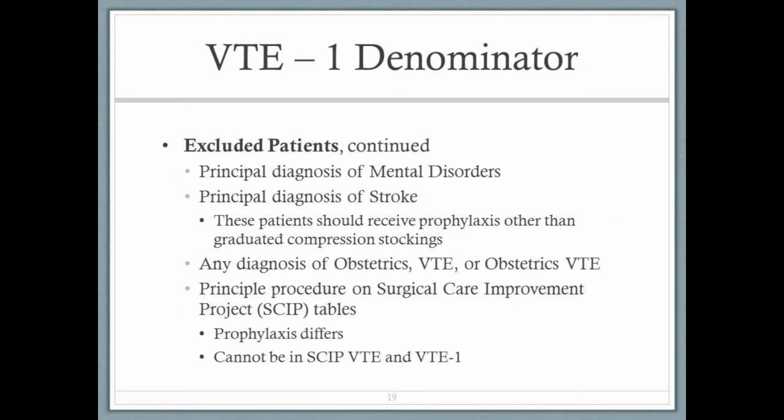Patients with mental disorders are not included. If patients have a principal diagnosis of a stroke, they're included in a different measure that's looked at by Joint Commission and CMS, and they're not going to be included in this population. Obstetrics is excluded, and then patients who are included in the Surgical Care Improvement Project, or SCIP measures, they're not included in this as well. You can't be in two measures at the same time.